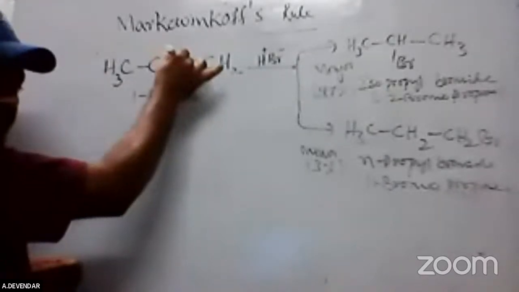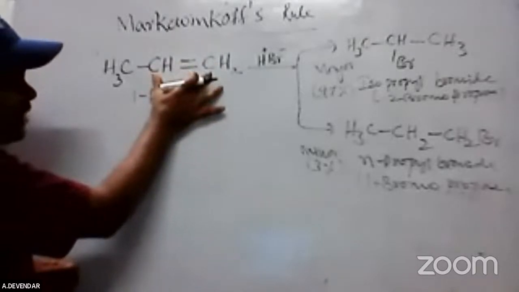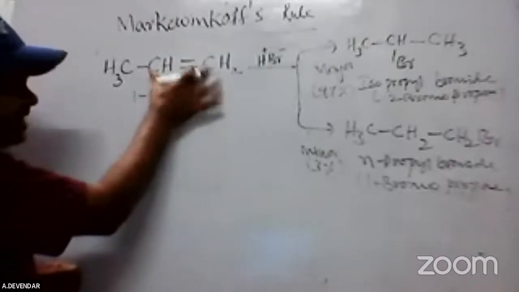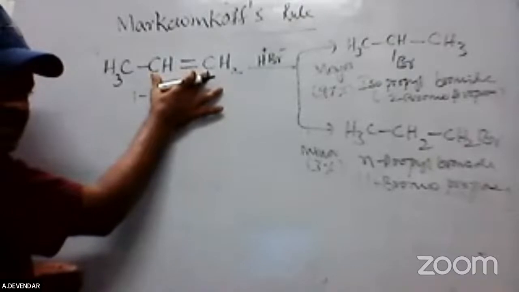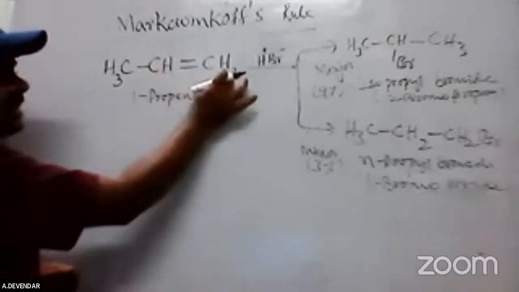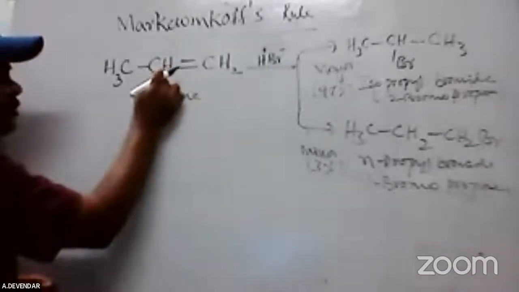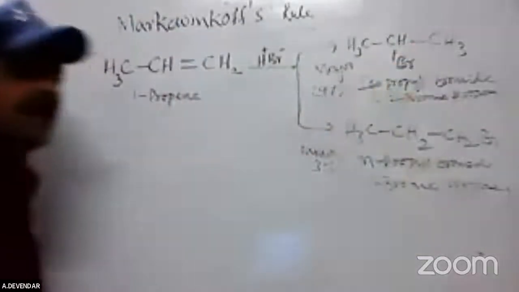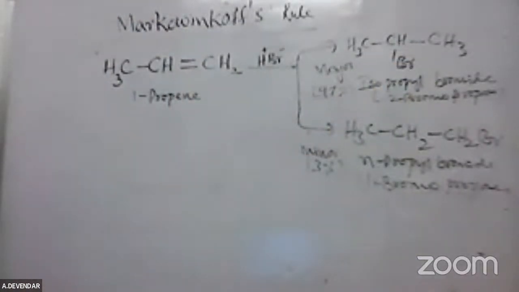Which has the double bond? Those carbons only. Here these 2 carbons have the double bond. In these 2 carbon atoms, which has the least number of hydrogens? The second carbon has the least number of hydrogens, not the first carbon. The first carbon has 2 hydrogens. So the negative part goes to the second carbon only, which gives the major product. Isopropyl bromide is the major product formed. How is it formed, sir? The mechanism is involved like this.